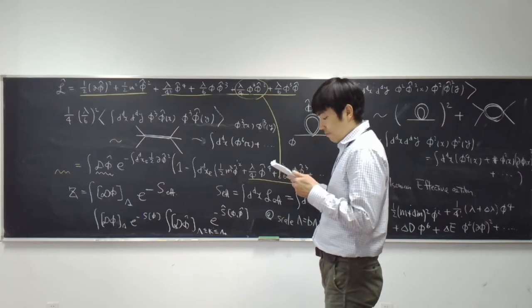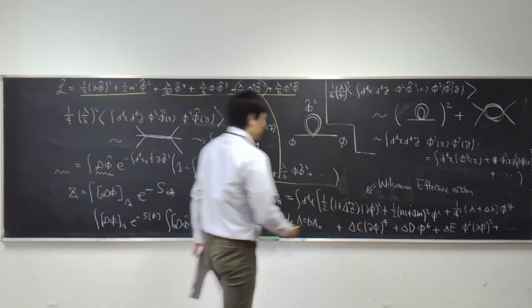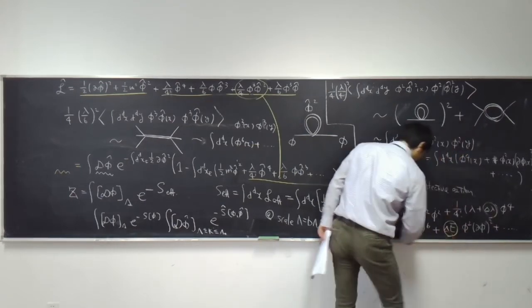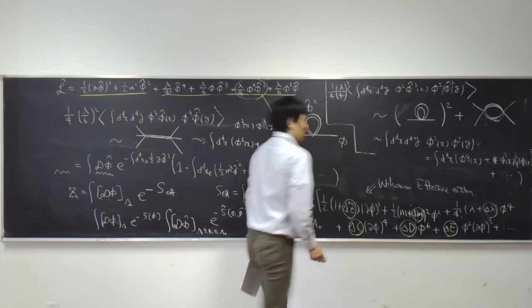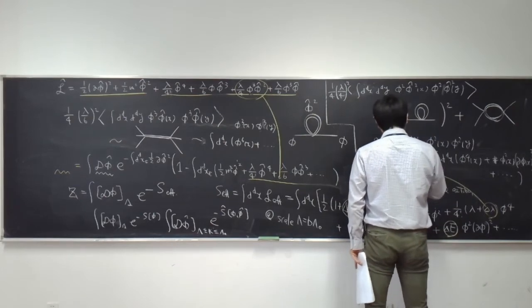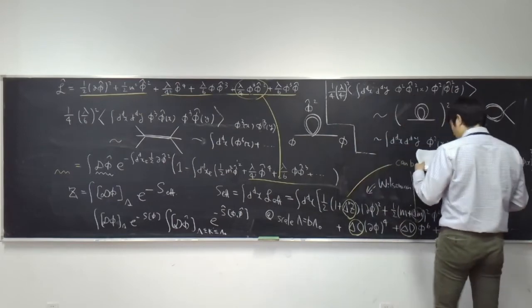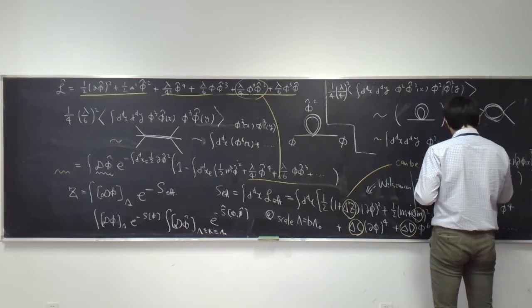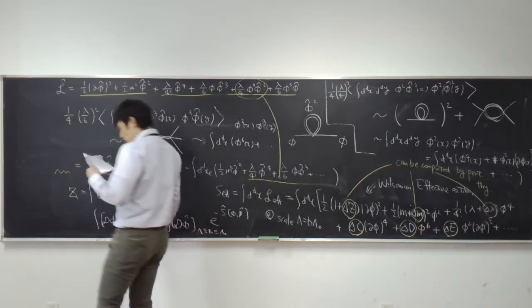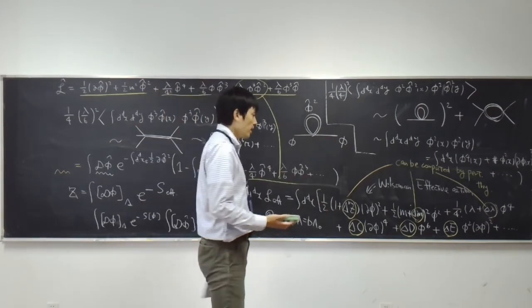So this is the effect of integrating out the high momentum mode, and we can compute this correction term perturbatively. This correction term can be computed by perturbation theory. So that's what we are going to do. Okay, any questions so far? So that's the essence of Wilsonian action.